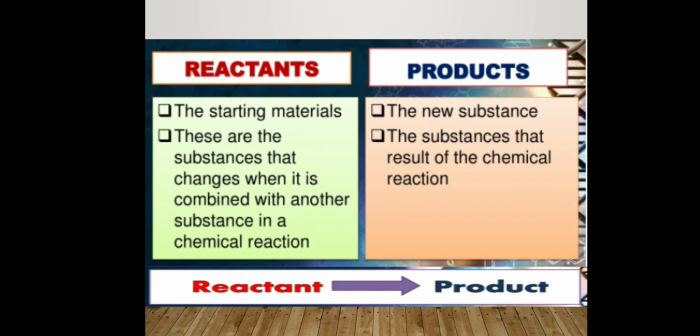So what are the differences between reactants and products? Reactants are the starting materials. These are the substances that change when combined with another substance in a chemical reaction. While product, that is why it's called product, is the new substance coming from the reactants, which are your starting materials. From those starting materials, you can form a new substance, and that new substance is called the product. So it is the substance that results from the chemical reaction.